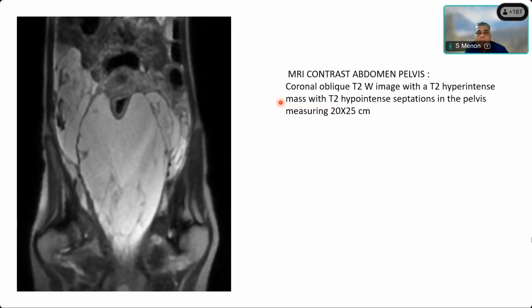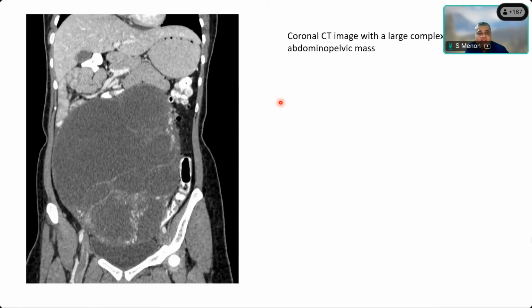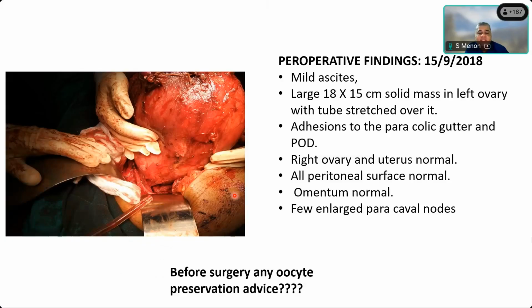No, sir. No. So these are MRI pictures again to show you this ovarian mass in the pelvis. Very nice, a 20 centimeter mass. A large complex polycystic mass. You can see the septae and this part of the cyst of the ovary. These were the perioperative findings. It's an old case.